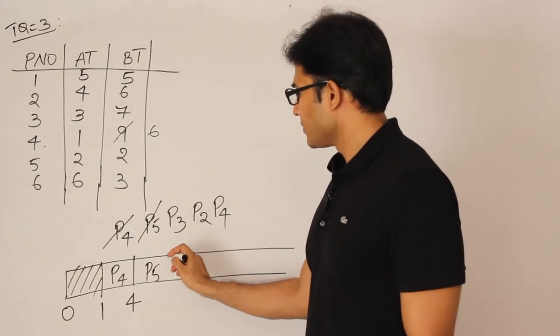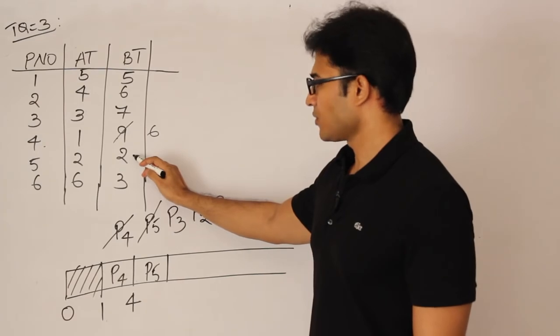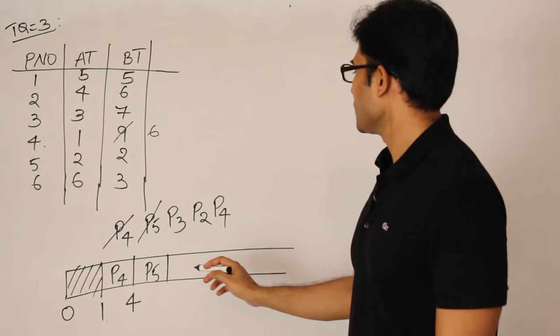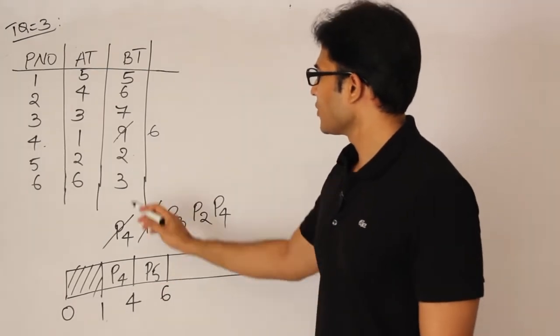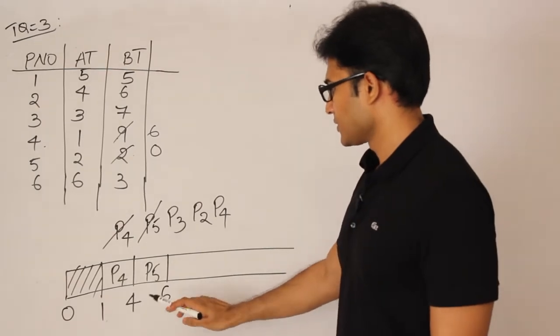P5. If I schedule P5, how long should I run it? Just check P5. P5 needs only 2 units of time, but I have a facility to run for 3 units, but anyway I am going to run it for only 2 because it needs only 2. Therefore once I run it, it is going to execute to completion. Now the time is 6, right?